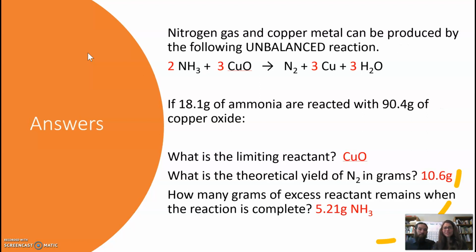There's your answers. Everything is in red. Your balanced equation's in red. Notice how the answer to the limiting reactant is a reactant. So your answer for a limiting reactant is always something, one or the other, that's on the left-hand side of the arrow. And then your theoretical yield is usually in grams. Notice how we have 3 sig figs for both our answer and the amounts that were given in our problem. And you have your excess.